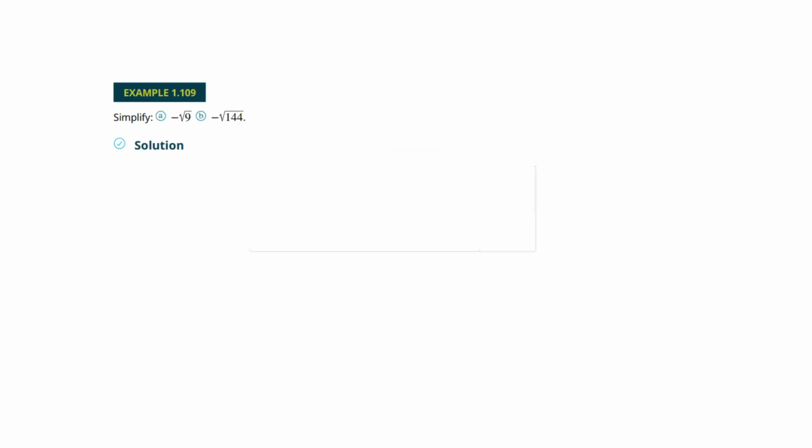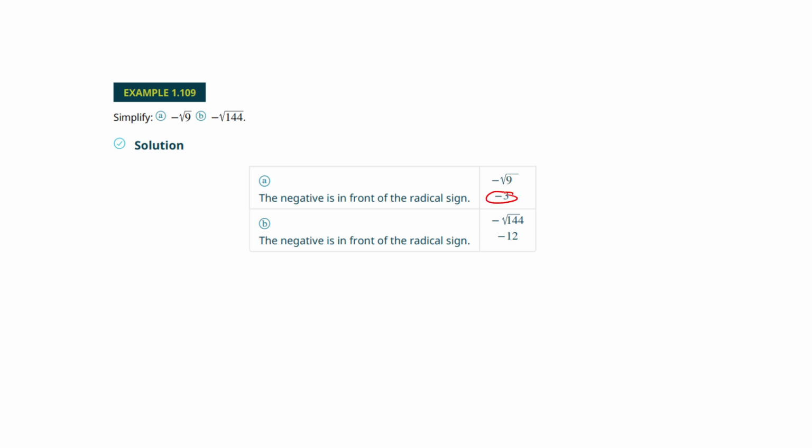Okay, so we're going to get some variations of this here. Now, I've got a negative out front, but the square root part is going to be the same. So I just take the 3, the square root of 9 is 3, got to put a negative in front. The square root of 144 is 12, put a negative in front. Same thing here, the square root of 4 is 2, so it's a negative 2.